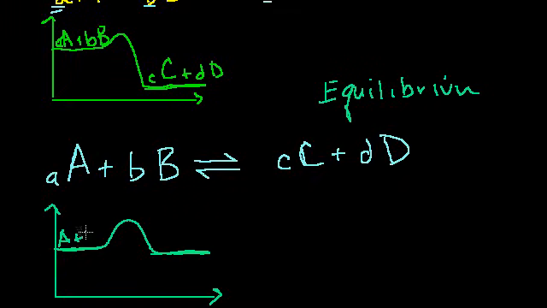So this is the A plus B. But here you have the C plus D. But it's not ridiculous to go this way either. So most of it might go that way, but some of it might go this way. If some of these molecules just have the right amount of kinetic energy, they can surmount this activation energy and then go backwards to that side of it.